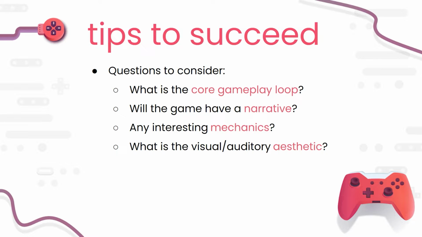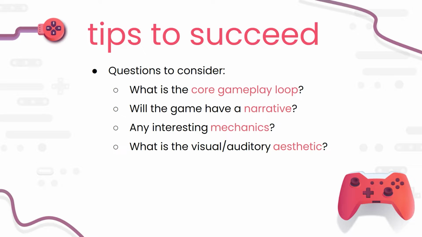3. Mechanics are also an important part in limiting what a player can do and how they can interact with your game. And if you want a very specific tone for your game, maybe consider what the visual and auditory aesthetic would look like. For example, is your game a 3D game? Is it using pixel art? Is it stylized? Are you going for a realistic look?